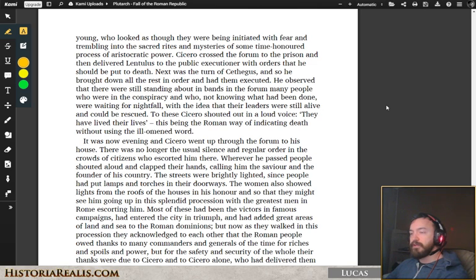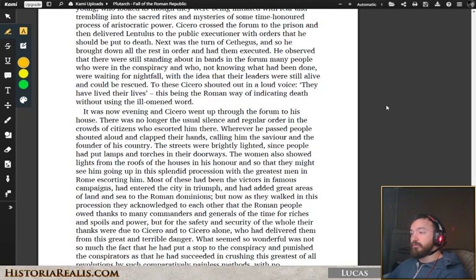It was now evening and Cicero went up through the forum to his house. There was no longer the usual silence and regular order in the crowds of citizens who escorted him there. Wherever he passed, people shouted aloud and clapped their hands, calling him the savior and the founder of his country. The streets were brightly lighted, since people had put lamps and torches in their doorways. The women also showed lights from the roofs of the houses in his honor, and so that they might see him going up in this splendid procession with the greatest men in Rome escorting him.